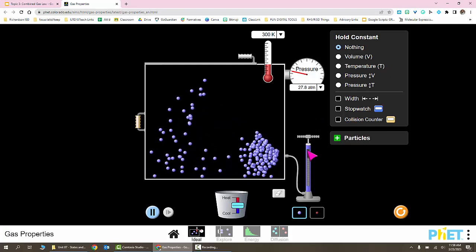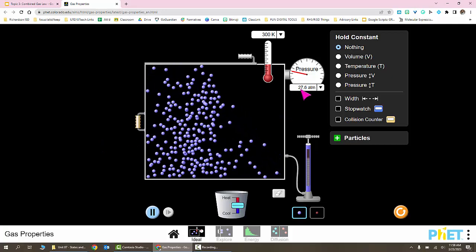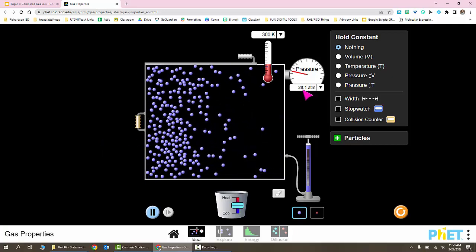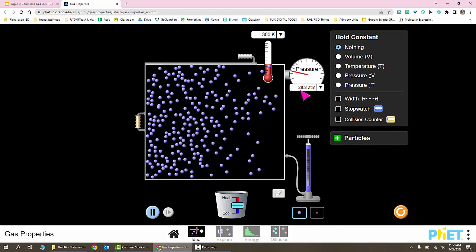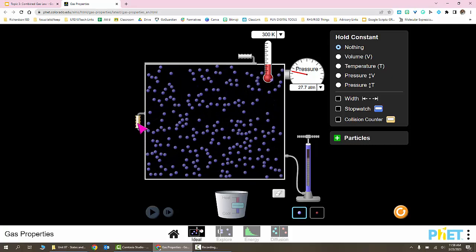Put a lot of gas in there. Okay, and let's take a look at what the pressure is. The pressure here is 28-ish ATMs. Okay, so I'm going to smush the gas into a smaller space. The proper scientific word for that would be compress. I'm going to compress the gas.